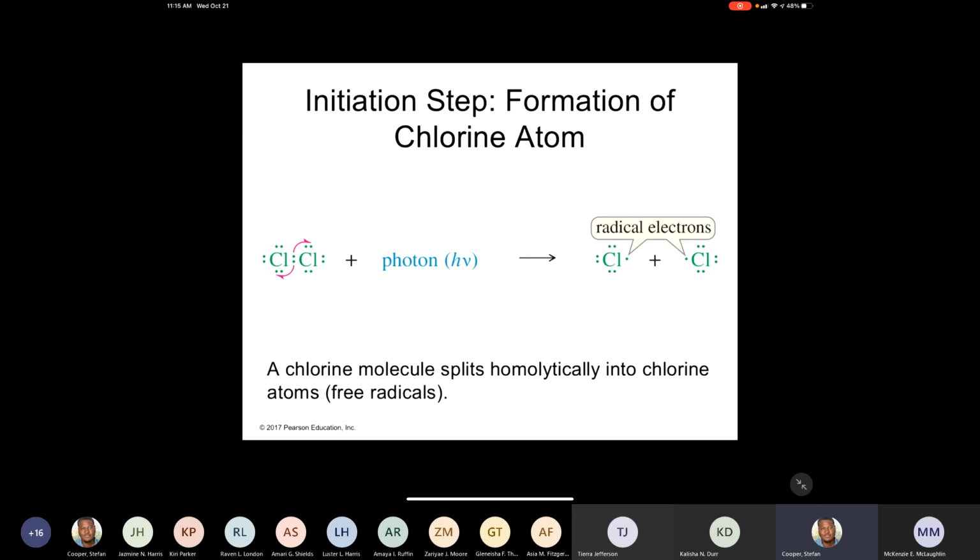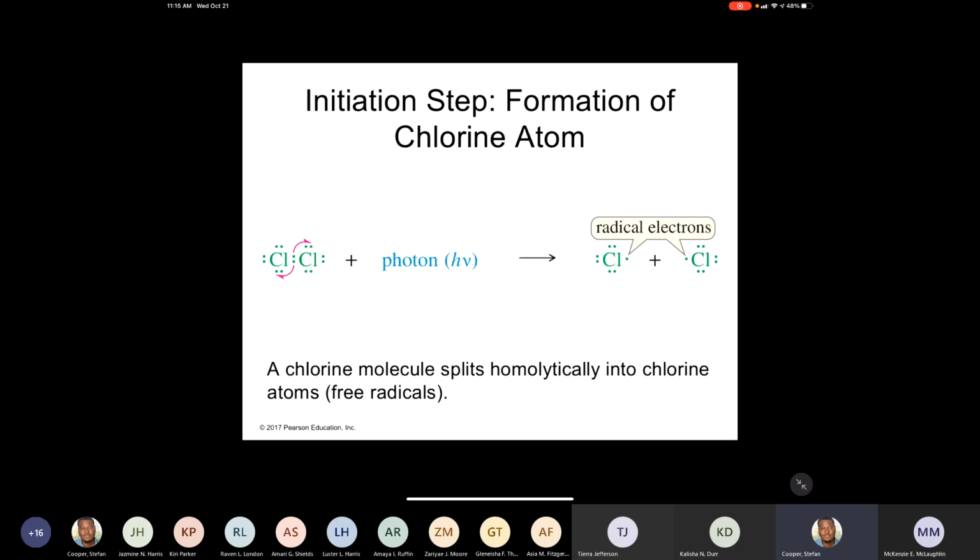Three steps, let's break them down and look at the mechanisms. Again, we'll cover the mechanisms more on Friday. We want to get an introduction today. So the first step here is the propagation step. What happens? Chlorine is going to do a homolytic cleavage. What does homolytic cleavage mean? I break a chemical bond where one electron is evenly dispersed on each atom.